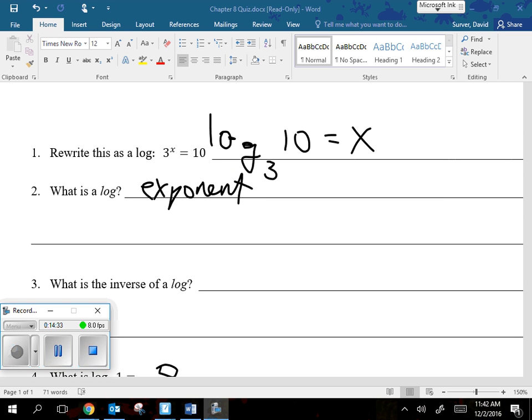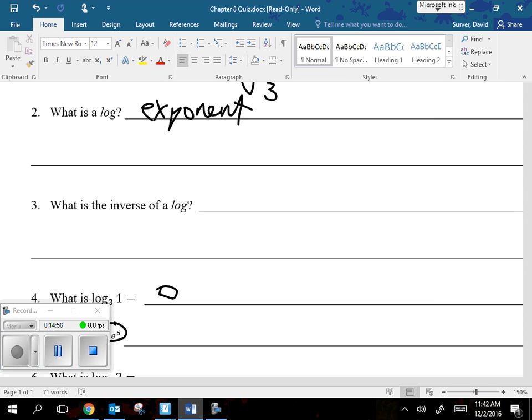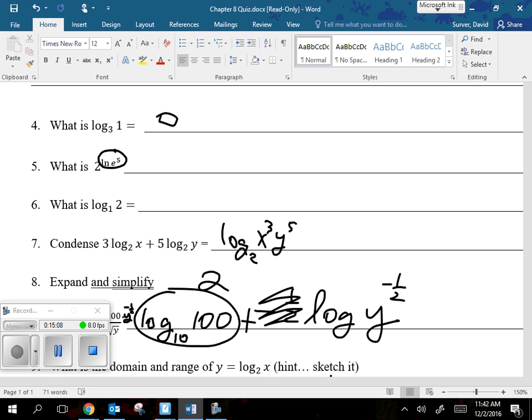Number 1 is log base 3 of 10 equals x. And if the kid forgot the equals x, they'd lose a half a point. Number 2 was exponent. I would accept exponential or exponent. If they say anything about exponent in their answer, they can have half credit, but a log is an exponent. That's the only thing that gets full credit. Number 3 was the inverse of the log. Inverse of a log is an exponential. It's supposed to be exponential, but I'll accept the word exponent. Number 4, it's just 0. That's the only right answer.